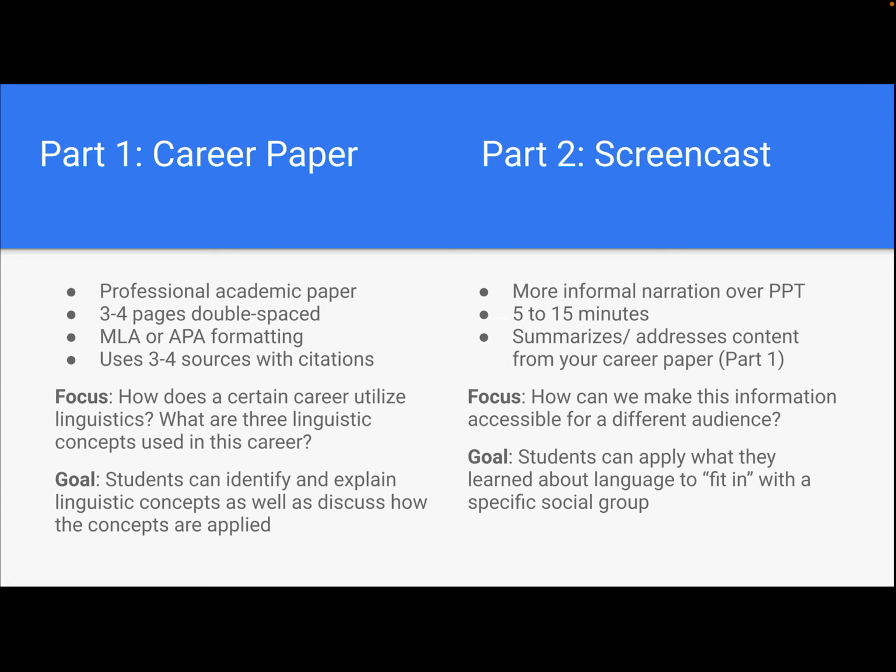However, your task is now to answer, how can I make this information accessible for a different audience? As your instructor, my goal then is to see if students can apply what they learned about language and linguistics. You will be intentional language users focused on fitting in with a social group. Let's break this down some more.